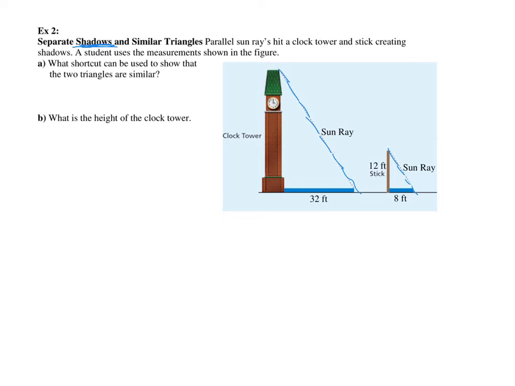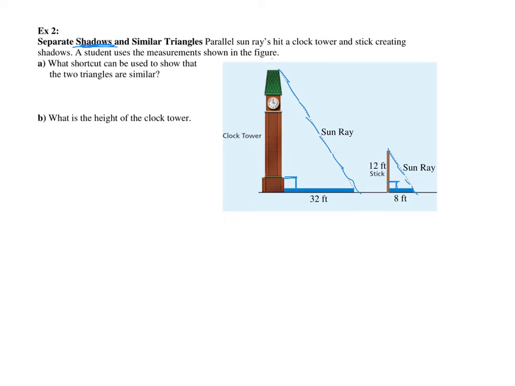A student uses the measurements shown in the figure. What shortcut can be used to show that the two triangles are similar? Okay, well, you would hope that we have right angles here. So they share one angle in common. And then here's the big idea. Check this out. This is interesting because this is what mathematicians back in the day used to calculate various distances and measurements around the planet.